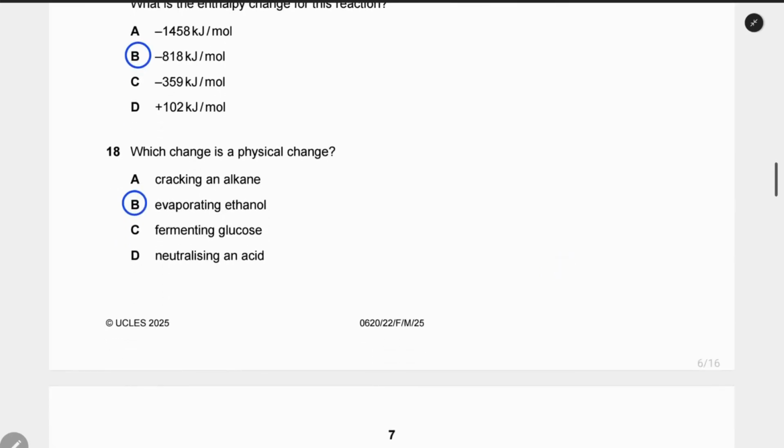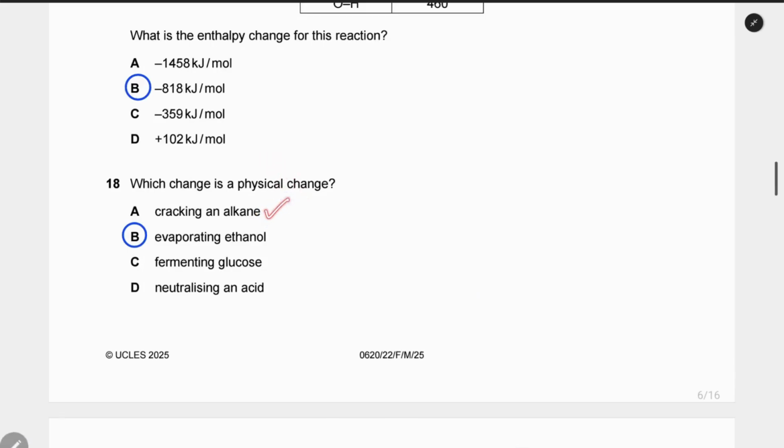Question number 18. Which change is a physical change? Cracking of an alkane is a chemical change. Evaporating ethanol is a physical change. Fermenting of glucose is a chemical change again. Neutralizing an acid is also a chemical change. So the only physical change is evaporating ethanol.